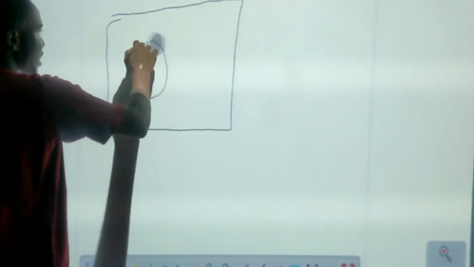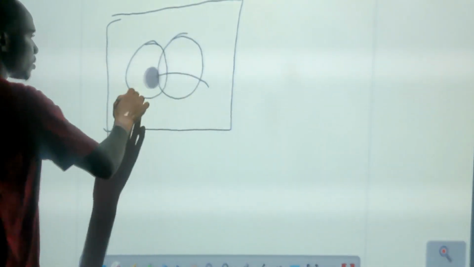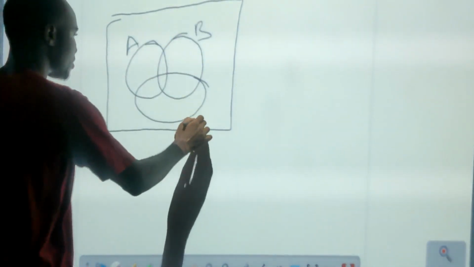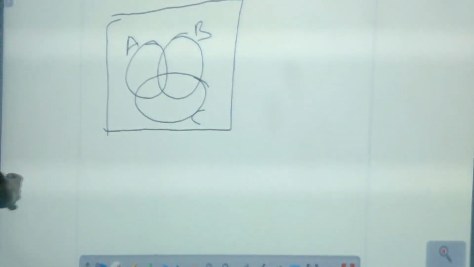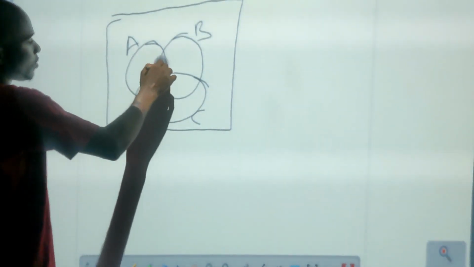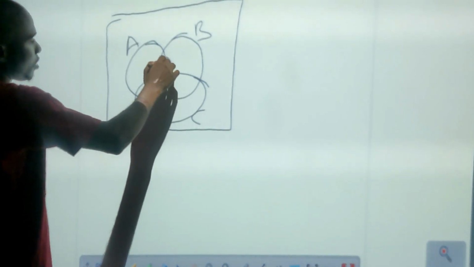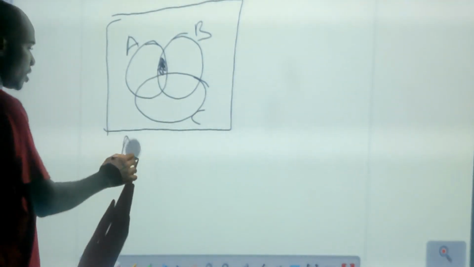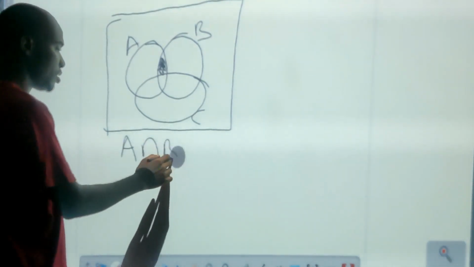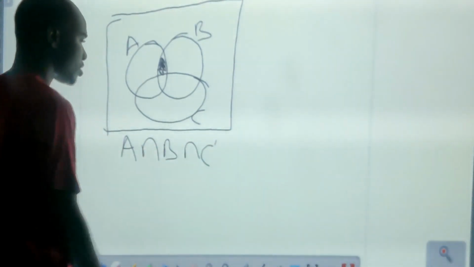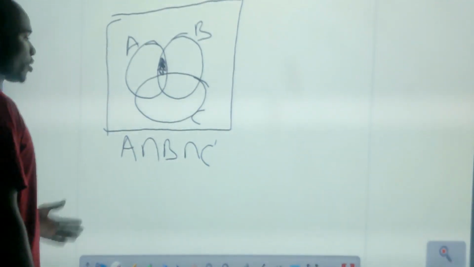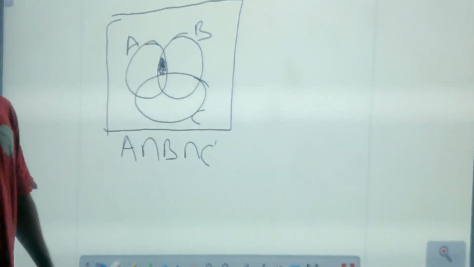So let's assume we have this. We have A, we have B, and we have C. What does that actually mean? It means it belongs to A, it belongs to B, but it does not belong to C. So it belongs to A and B, but it does not belong to C.